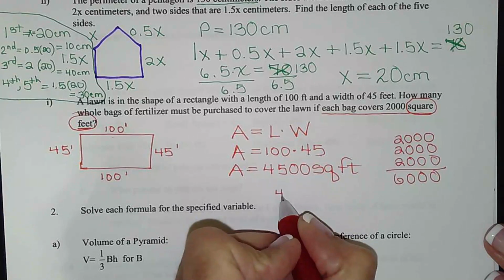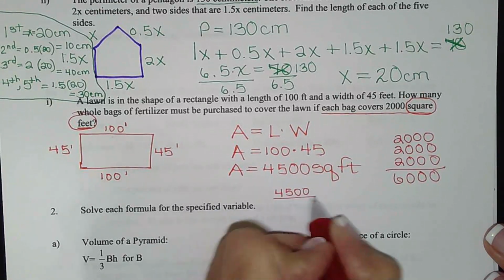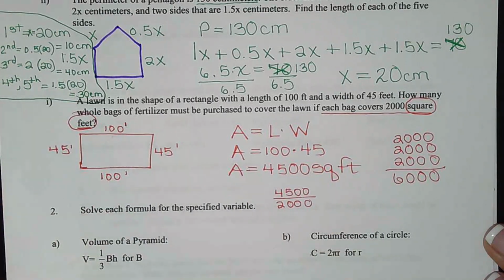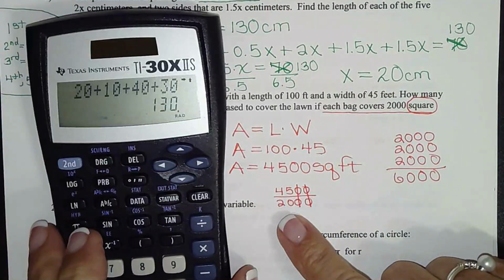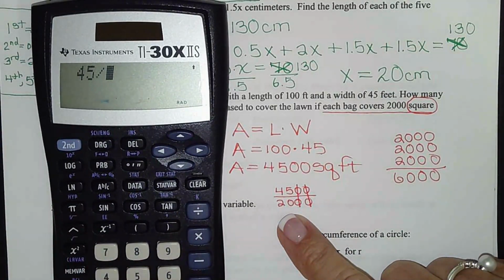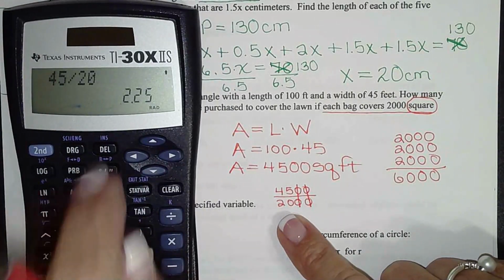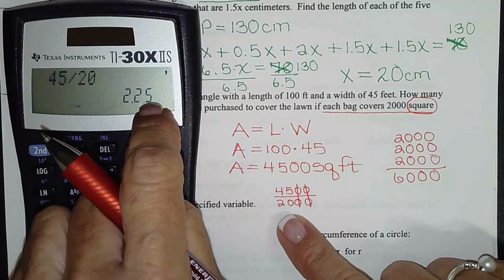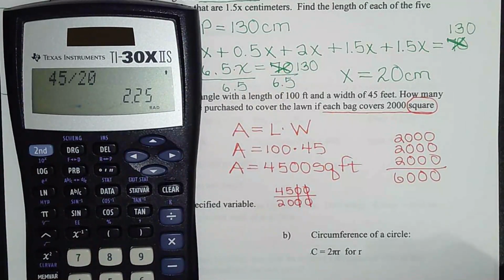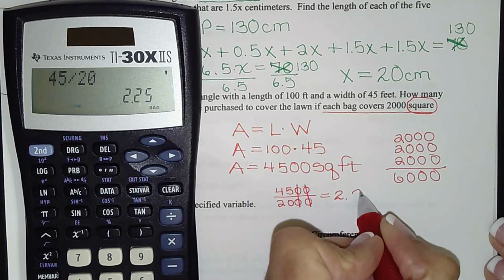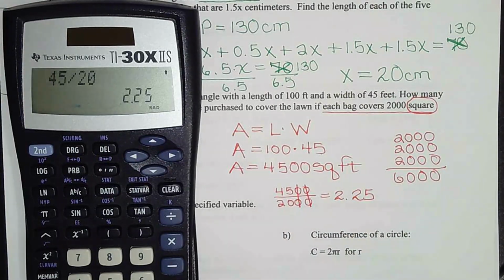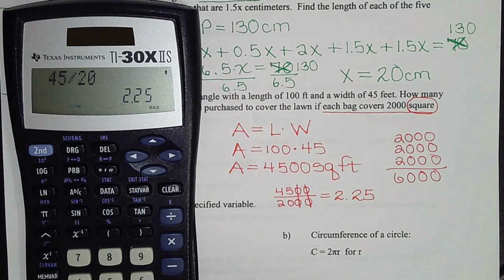Mathematically, you could do it like this. 4,500 divided by 2,000 to see how many bags are in it. You could cut off a couple zeros to make it easier to type in the calculator. 45 divided by 20. You can't buy 2.25 bags, so that tells you to buy 3 bags, because you can only buy whole bags. So like when you're doing carpeting, when you're buying fertilizer, those kinds of things, you just got to round up because you have to have more than you need.